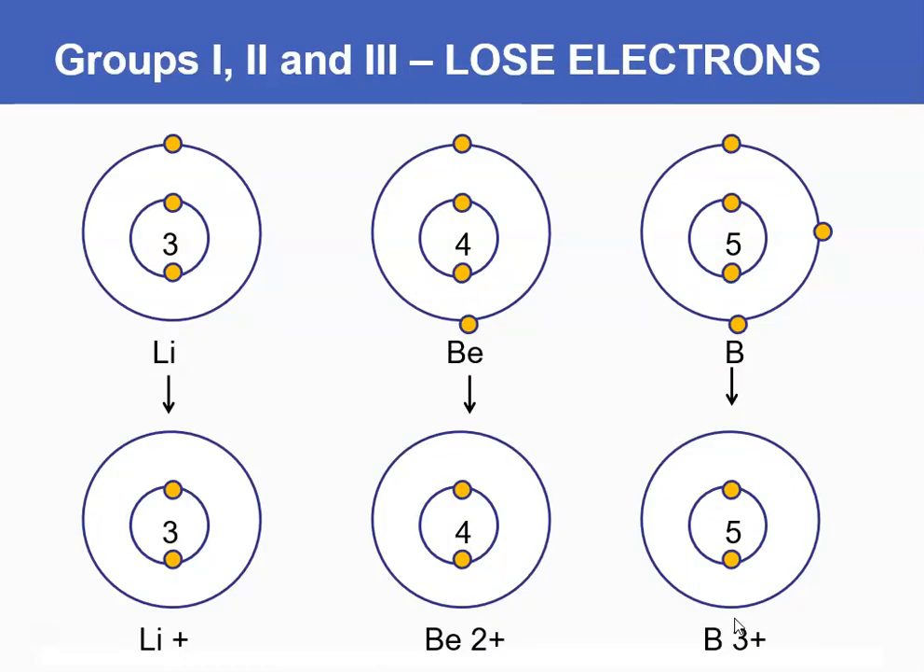So we can think about what happens to the elements on the periodic table. Groups 1, 2, and 3, they all lose their outermost electrons, those valence electrons, to become like the noble gases, with their valence shell filled with electrons.